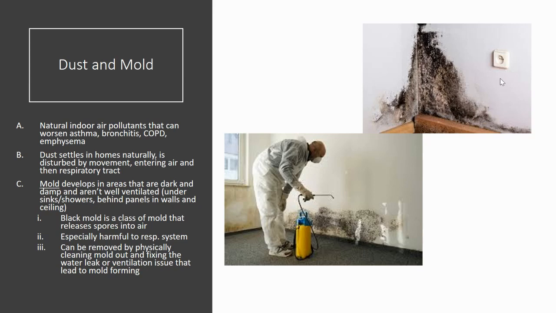We can also see mold. It likes to develop in very dark, damp, not very well ventilated places, such as maybe your shower or sink, or maybe even behind a panel in the wall or ceiling. But when it gets dangerous is when it potentially forms what's called black mold. That's actually a class of mold that will release spores into the air, and it's very harmful to your respiratory system, and oftentimes has to be physically removed by cleaning out the mold, fixing the leak, or creating a better ventilation system.